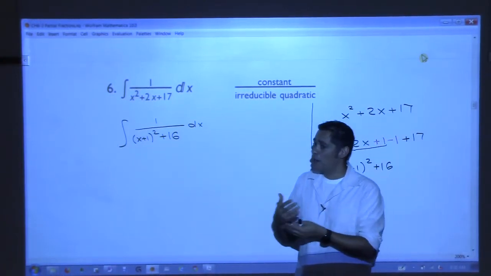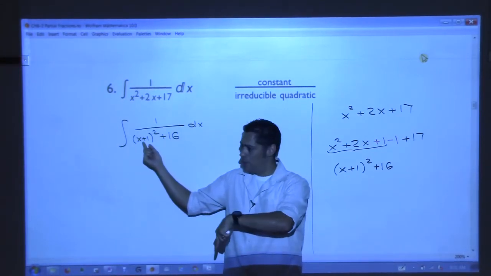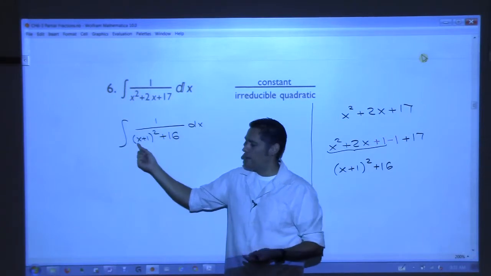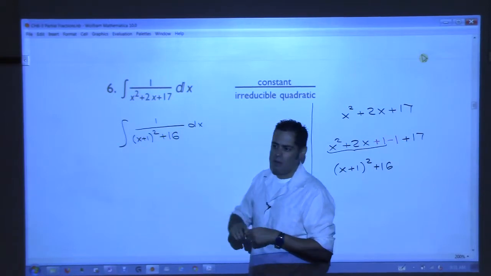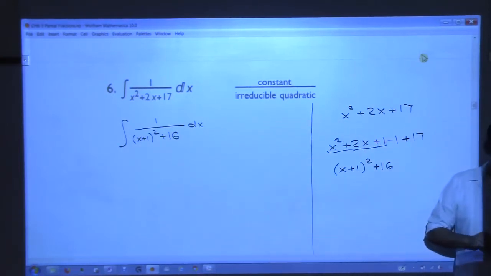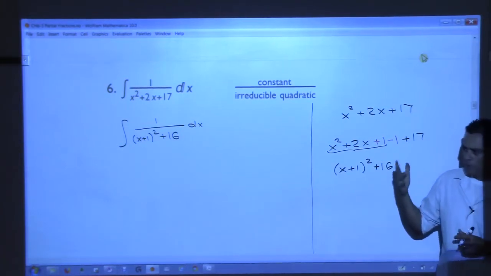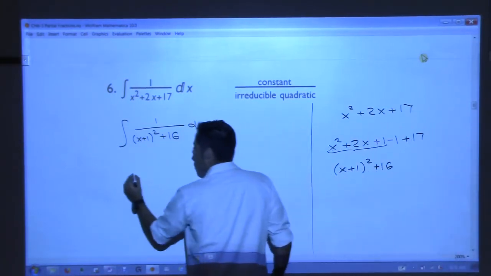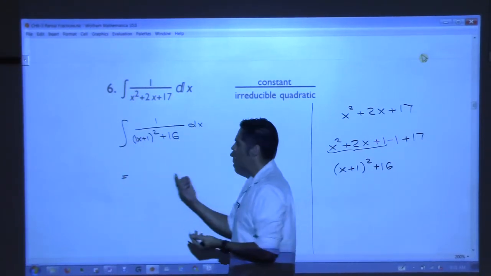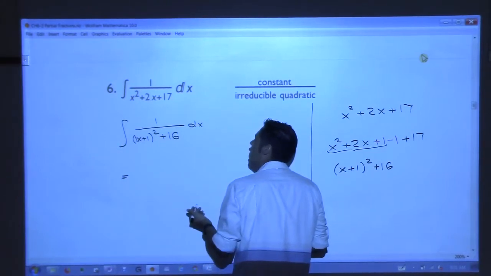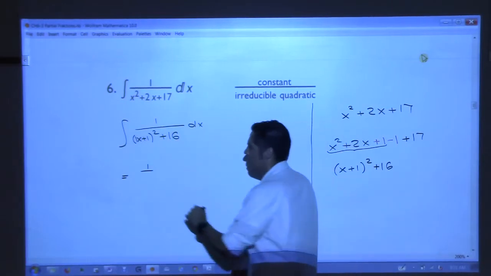We would also have to worry about possibly the derivative of this throwing a constant out that we would have to compensate for. In this case, the constant it throws out is a 1, so it doesn't matter. So can we go straight to the answer then? Do we have a formula for 1 over u squared plus a squared? It's arctangent. Because this is a 1, I don't have to scale by anything. And then what's the formula? 1 over a, and a in this case is the principal root of 16.